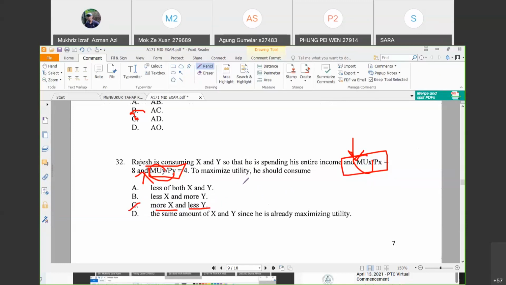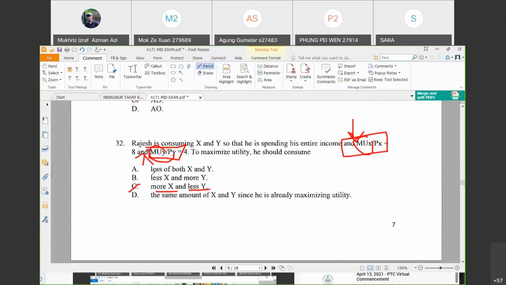So we already discussed just now. If you want to increase MU, you need to reduce consumption. If you want to increase your marginal utility, you need to reduce the consumption. So it's the other way around. It's not that to increase MU, you need to increase consumption. To increase MU, you need to reduce the consumption. To reduce MU, you need to increase the consumption. So now here for MUX, you want to reduce the MU. Why? Because when this becomes smaller, this ratio becomes smaller as well. So that's why the answer should be C.